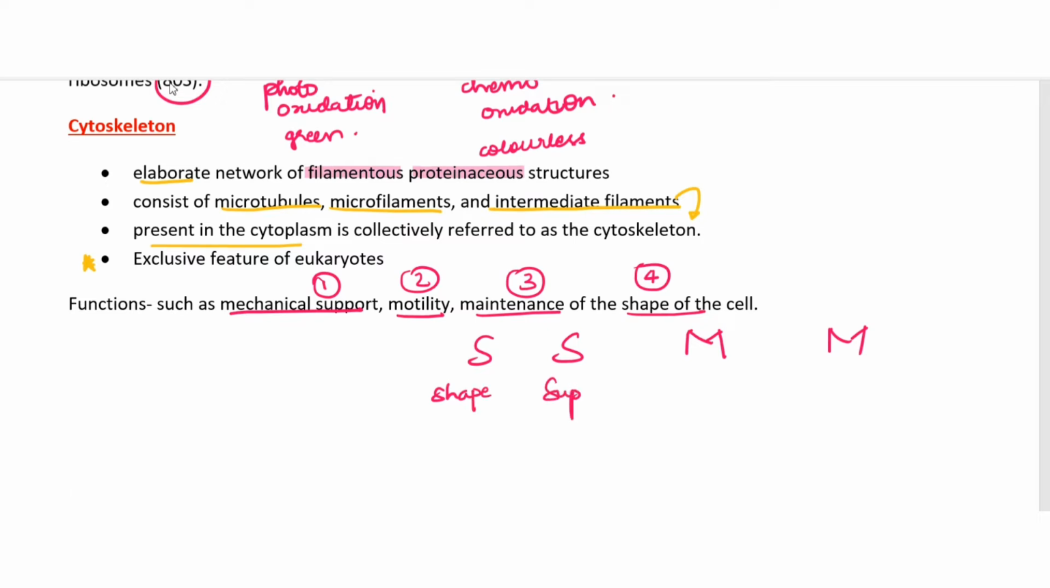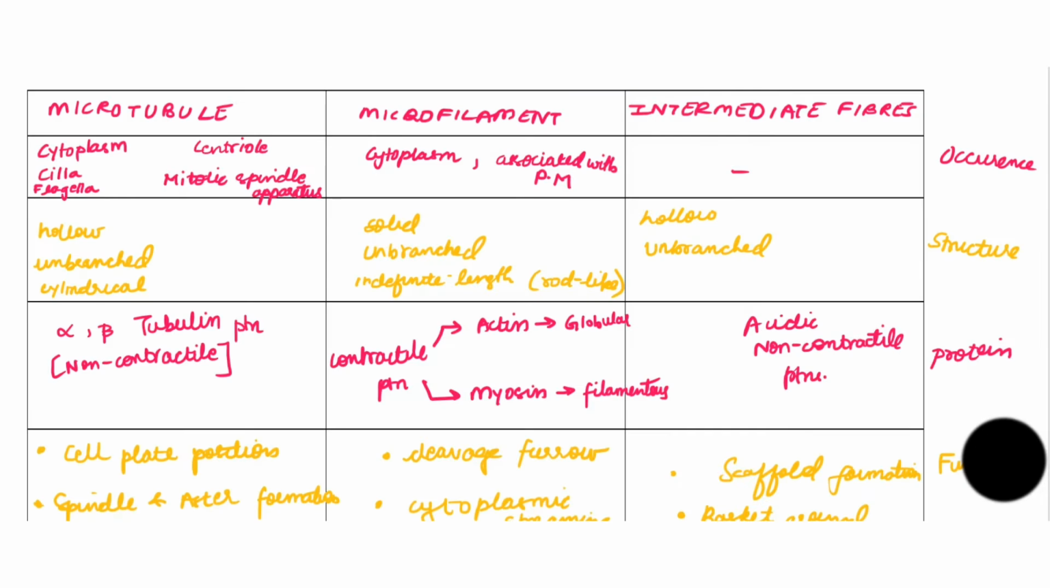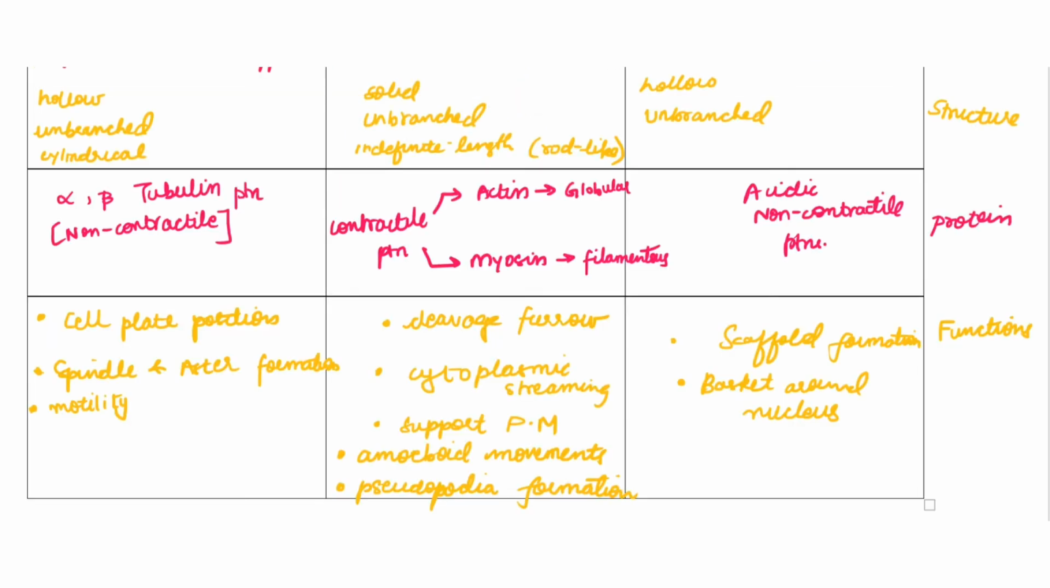If you want to know the differences between the three, microtubules, microfilaments, and intermediate fibers, in terms of occurrence, structure, the proteins present, and the functions they carry out, you can quickly have a look at this table which I have provided, which is very easy to remember and has all the important points. This is not present in NCERT, so you can skip this also.